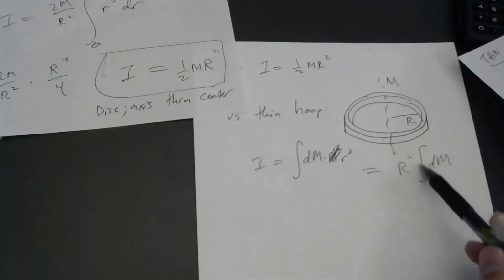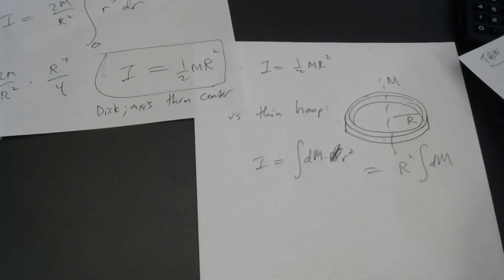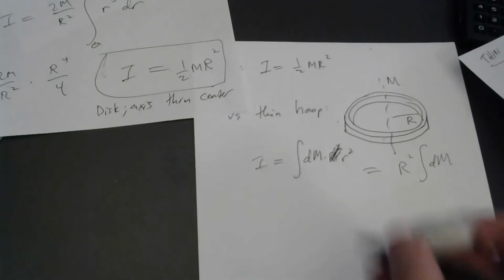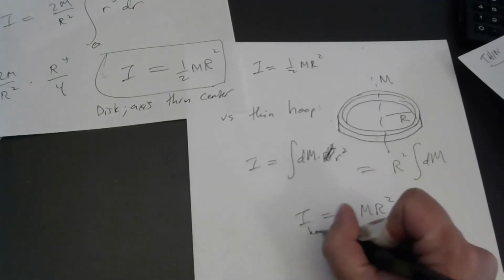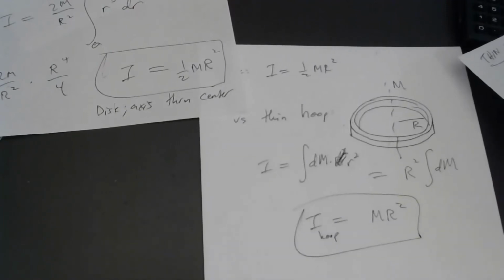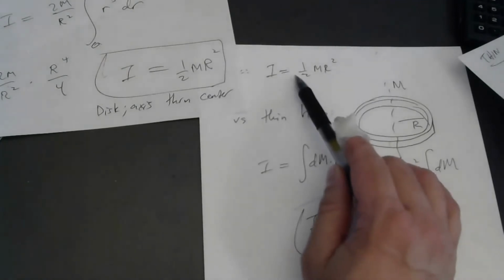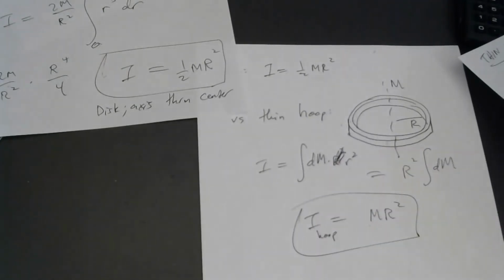What does it mean to integrate dm? Well, that's symbolic for add up all the little pieces of mass. What do you get if you add up all the pieces of mass? That would just be the total mass. So that's mr squared. So the moment of inertia of a thin hoop about an axis through the center is mr squared instead of 1/2 mr squared. Why the difference?